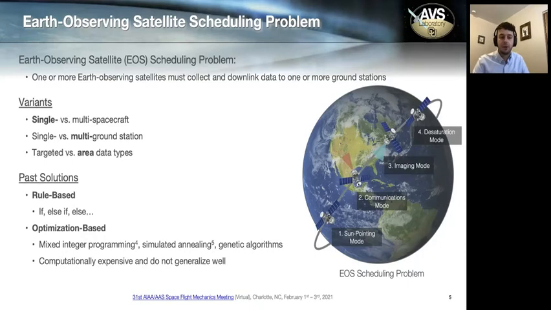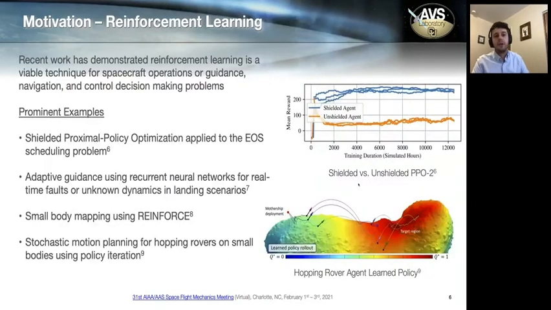Past solutions include rule-based agents that are fairly simple in ability. In literature, it's very prevalent to use optimization-based techniques like mixed integer programming, simulated annealing, and genetic algorithms. But these are very computationally expensive, and they typically don't generalize well to initial conditions that haven't been solved for yet. So in the last 5 years or so, a specific class of algorithms has been shown to be useful for spacecraft problems, specifically operations or GNC problems.